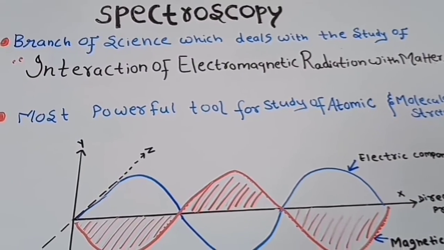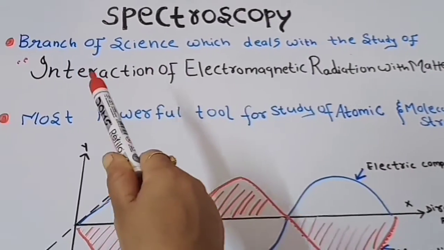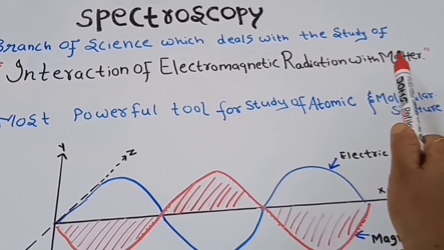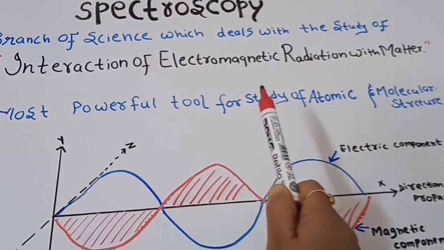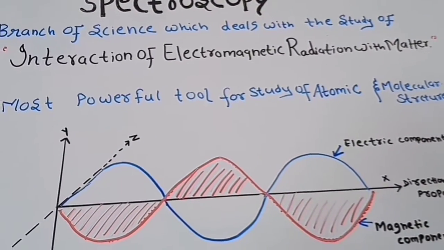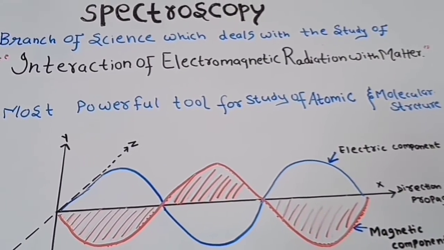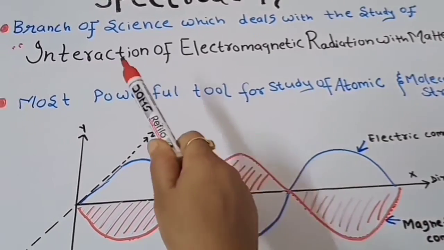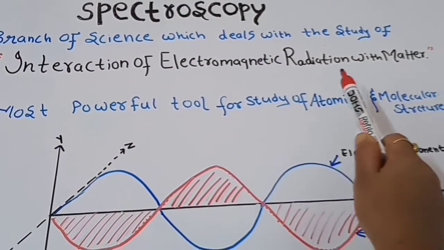Students, we can define spectroscopy as the branch of science which deals with the study of interaction of electromagnetic radiations with matter. Means here what we have to study? We have to study the interactions of electromagnetic radiations with matter.